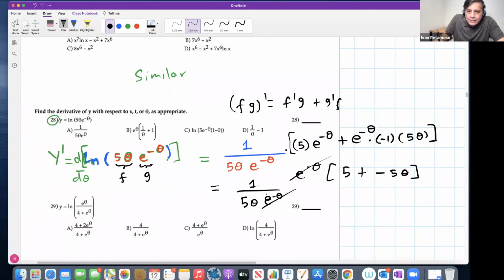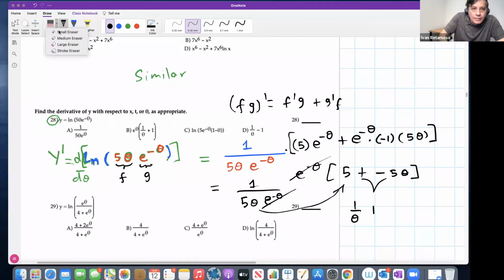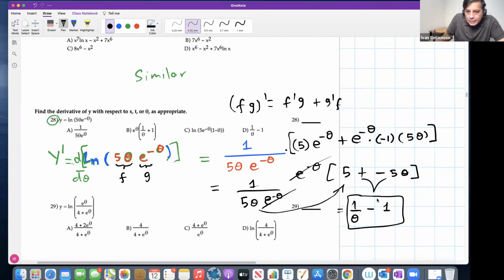This, right? So if you divide each 5 theta into 5, 5 cancels, 1 over theta stays, right? Plus, minus is minus 5 theta into 5 theta, 1, right? So 1 over theta minus 1. That's it. 1 over theta minus 1. Very good. So this is this, right?